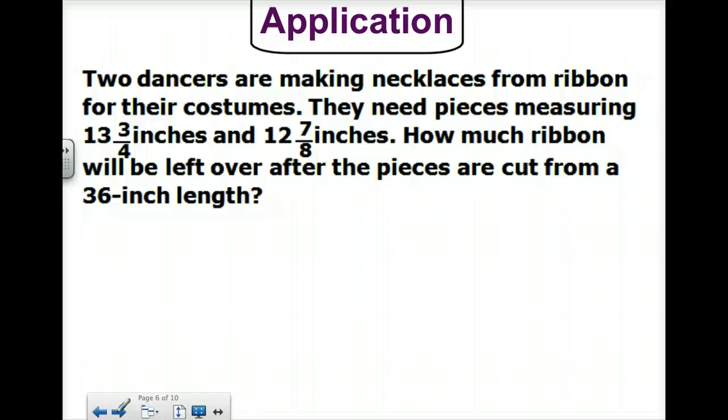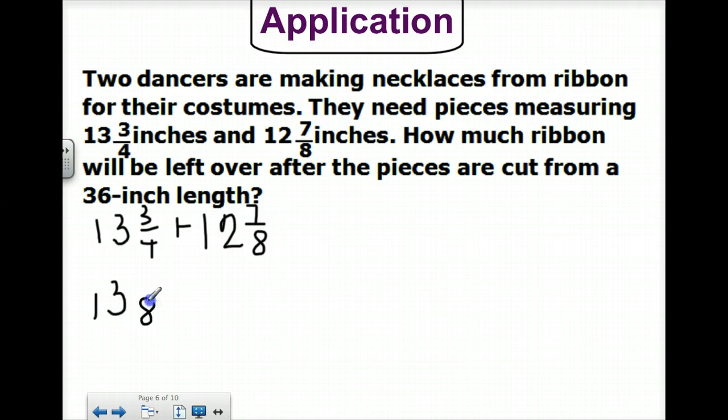There's two ways to tackle this problem. I'm going to take the approach of finding out how much ribbon they need for their costume. So the first thing we're going to start with is adding 13 3/4 and 12 7/8. Common denominator for 4 and 8. Here's a trick. Always look at the smaller of the two denominators and see if it divides evenly into the larger of the two denominators. Does 4 divide into 8? It does. So let's use 8 as our common denominator.